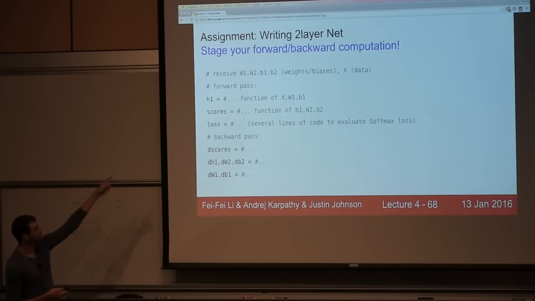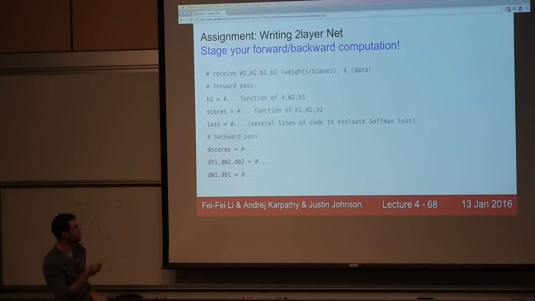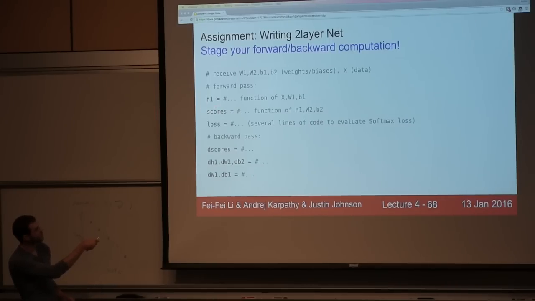You receive these weight matrices and also the biases. I don't believe you have biases in your SVM and in your softmax, but here you'll have biases. So take your weight matrices and the biases, compute the first hidden layer, compute your scores, compute your loss, and then do the backward pass. So backprop into scores, then backprop into the weights at the second layer, and backprop into this H1 vector, and then through H1 backprop into the first weight matrices and the first biases.